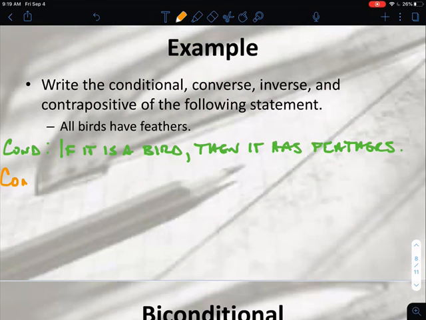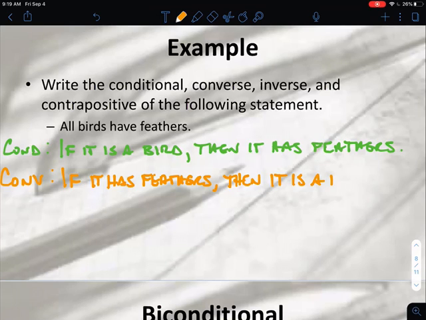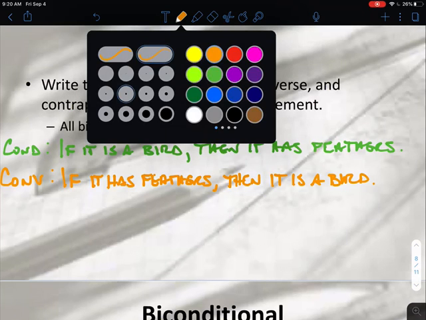When I want to do the converse, I'm going to flip-flop my original statement. So I still start with if, but now I'm going to say if it has feathers, then it is a bird. So I'm just flip-flopping the two pieces of the statement. So if it has feathers, then it is a bird.